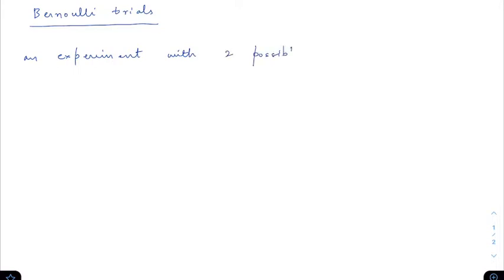So first we should introduce a concept known as Bernoulli trials. A Bernoulli trial is an experiment with two possible outcomes. So an example would be the tossing of a coin.